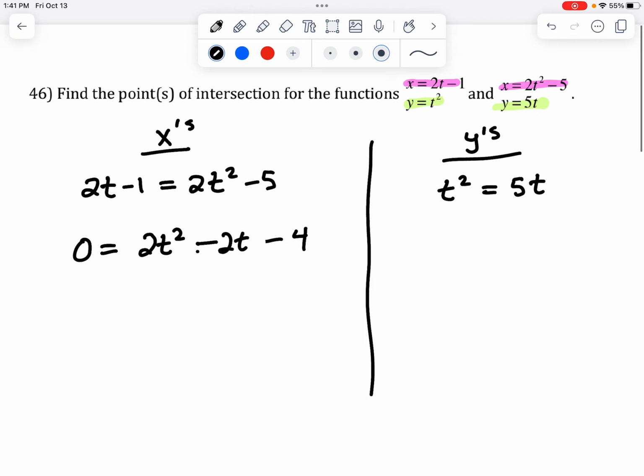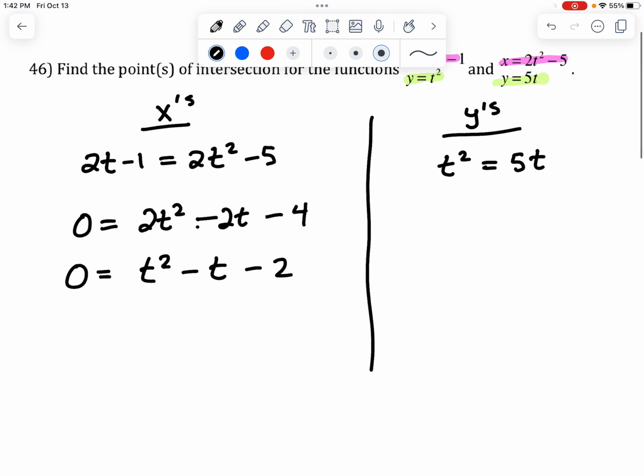And with all of these numbers being even, I could divide everything by a 2 or factor out a 2, and it would leave t squared minus t minus 2. And I'm thinking that I don't need to use the quadratic formula on this one. I'm thinking this could be factored.